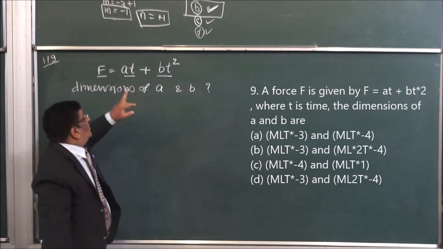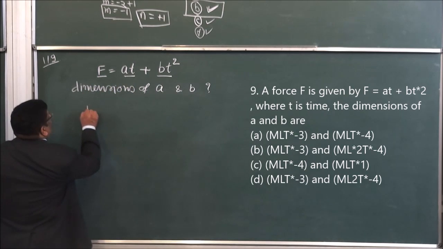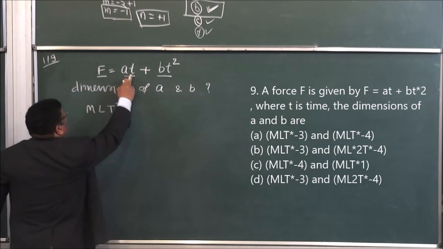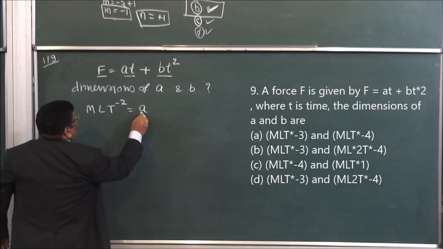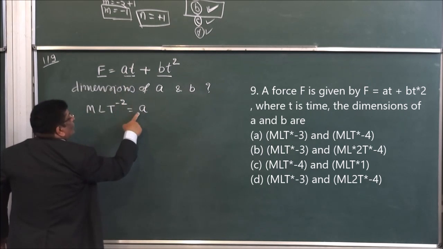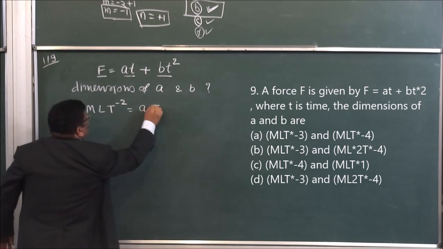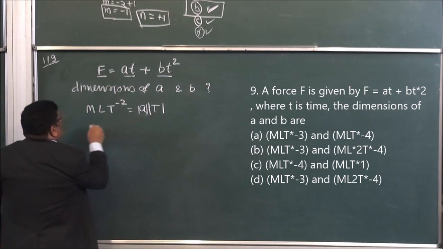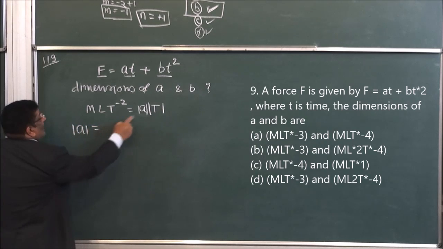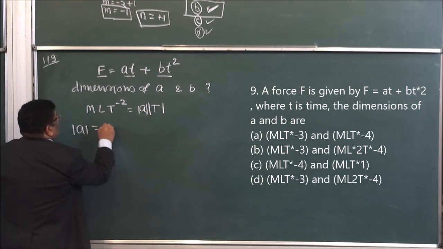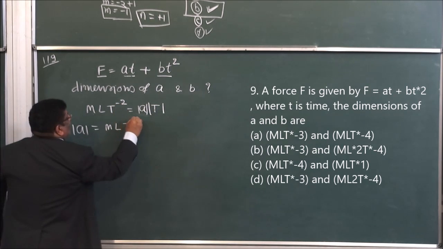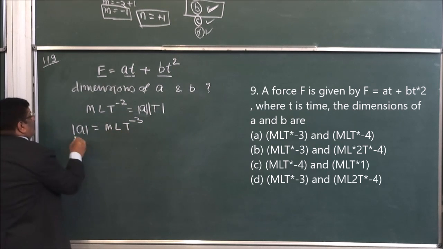We know the dimensions of F, and the dimensions of F are M L T to the power minus 2. Therefore what will be the dimensions of AT? We have to find the dimensions of A, and T is time, with dimension T. So what are the dimensions of A? Bring T to this side, this will be M L T minus 2, and one T comes down, that will make it minus 3. These are the dimensions of A.